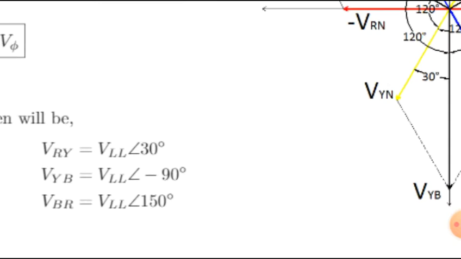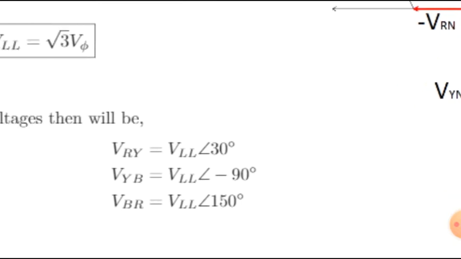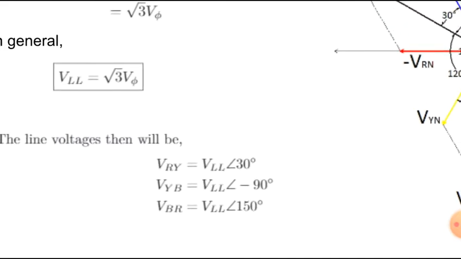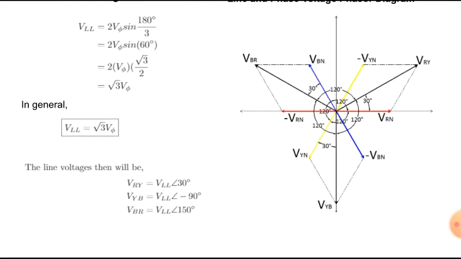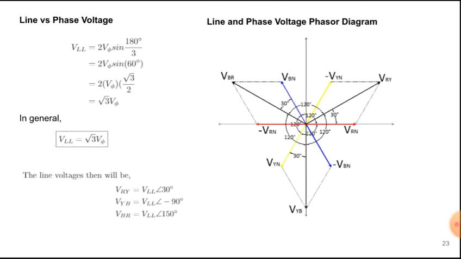Why? Because I did take VRN as my reference. So what if it's not my reference? Then this will not be true. This will be incorrect. So what we do is we multiply it by 1 angle 30 degrees. It's not VLL. You multiply it with VRN times square root of 3 angle 30 degrees. That's the general way of solving that one. But in this example, I make VRN as my reference.